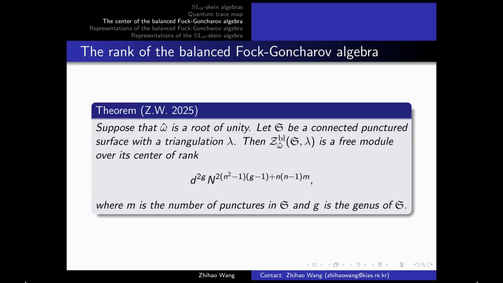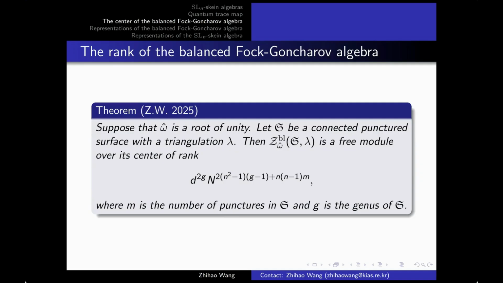So also why we study this rank. Later we will see that all the irreducible representations, you see this rank is a square. This rank is a square. Later we will see that all the irreducible representations of the balanced part have the same dimension, the square root of this rank. So the square root of this rank is just the dimension of the irreducible representations of this balanced Fock-Goncharov algebra.